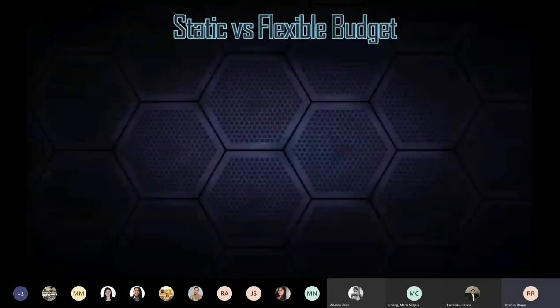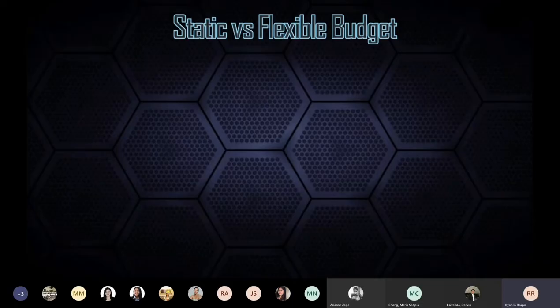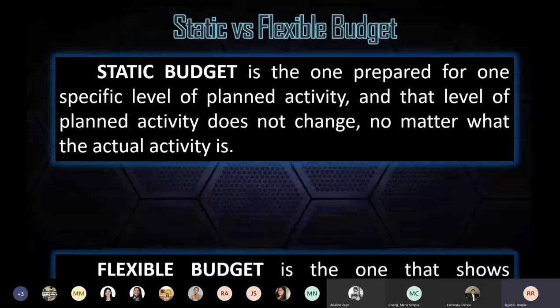So, static and flexible budget. Ito naman yung sinasabi natin. Yes, hindi natin babaguhin yung budget. Hindi natin babaguhin yung standard natin. But it has to be flexible. Why? Mahirap mag-compare ng isa sa kaliwa, dalawa sa kanan. It has to be flexible. Ibig sabihin, as we go on, actually alam nyo na to, review lang ng static and flexible budget.